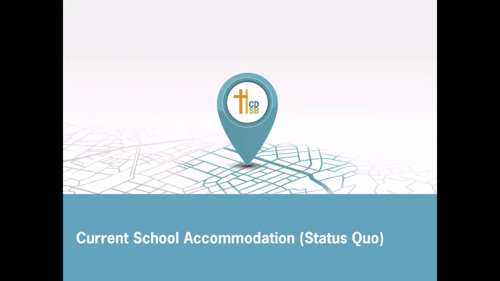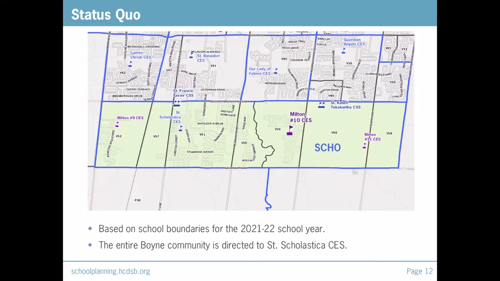Now, let's have a look at the current English boundaries. Based on school boundaries for the current school year, the entire Boyne community is directed to St. Scholastica Catholic Elementary School. Also, please note, as per the 2021 Long-Term Capital Plan, there are 3 proposed elementary schools in the Boyne community. The anticipated opening of these schools are Milton number 10 in 2022-23 school year, Milton number 9 in 2022-23 school year as well, and Milton number 11 in the 2024-25 school year.